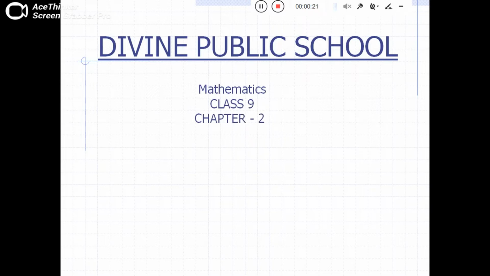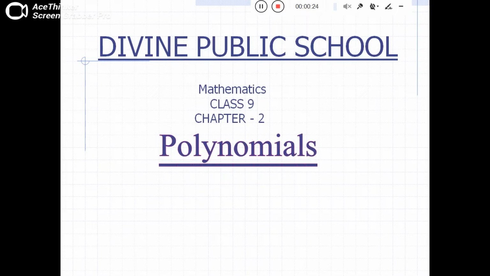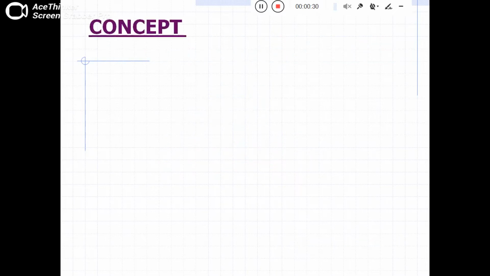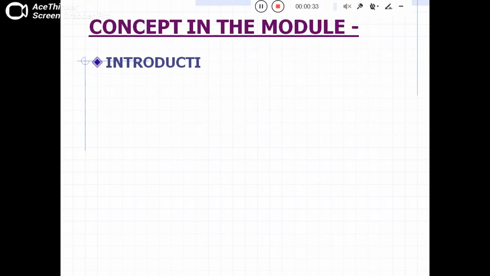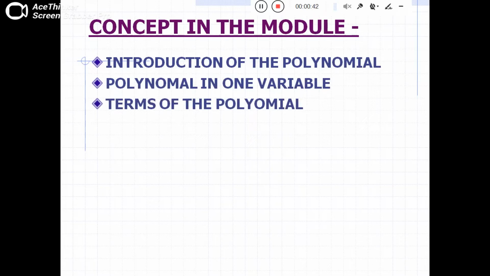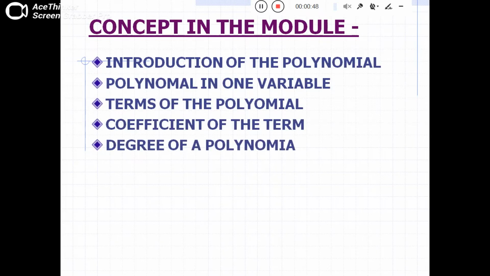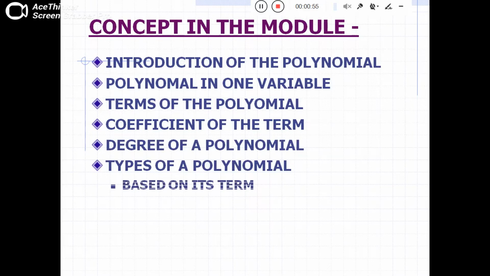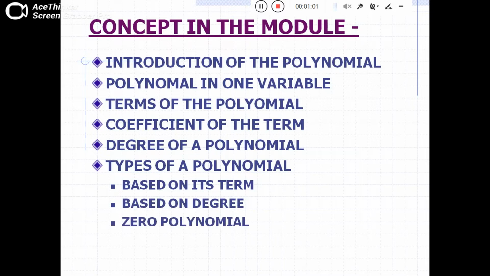Today we are going to study chapter 2, the polynomial. In this module we are going to learn about the introduction of the polynomial in one variable, terms of the polynomial, coefficient of the term, degree of the polynomial, types of a polynomial based on its term, based on degree, zero polynomial and constant polynomial.